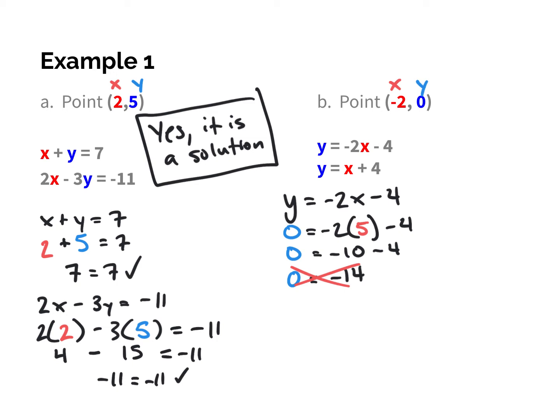So right away, I can tell that this one is not a solution because it does not make both equations true. I don't even have to check the second one because it doesn't make the first equation true. So I'll write no, not a solution. The reasoning is that it does not make both equations true. It makes this one into a false statement.